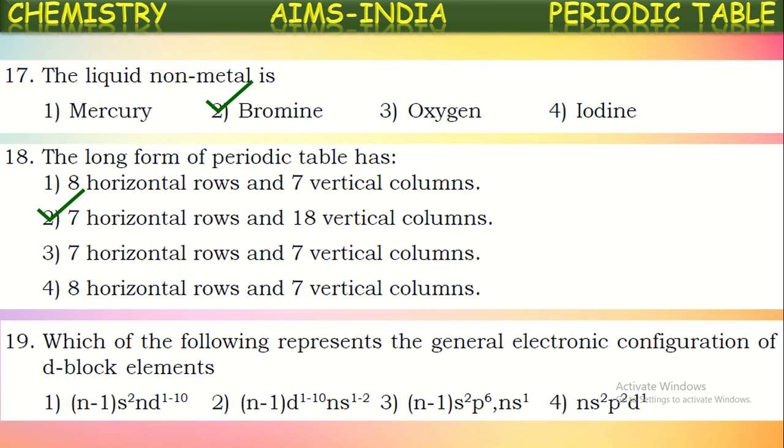Next one. Which of the following represents the general electronic configuration of d block elements? The d block elements' electronic configuration will be ns1-2 (n-1)d1 to 10, because for these elements the last shell s subshell and the last but one shell, that is the penultimate shell, d subshell are being filled. So for them the electronic configuration will be ns1-2 (n-1)d1 to 10. Here it is, the second one.